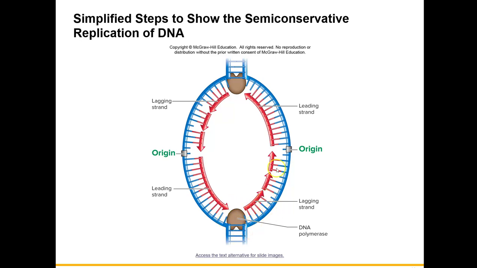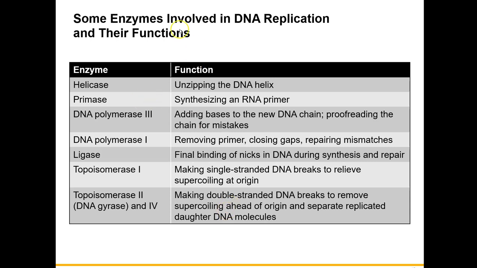And the DNA polymerase is going to go in those different directions. So some enzymes you should know. A helicase is going to unzip the helix. Primase is going to synthesize the RNA primer. DNA polymerase 3 is going to add bases to the new DNA chain, proofreading the chain for mistakes. DNA polymerase 1 is going to remove the primer, close the gaps, and repair mistakes.